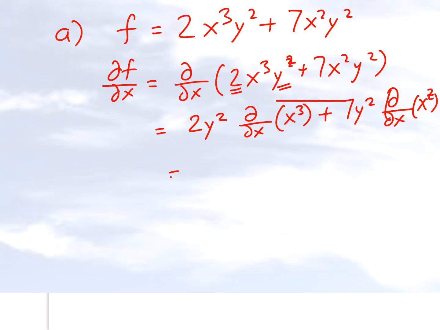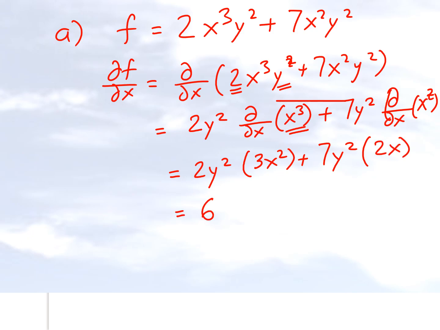So that's the way it's going to be. It'll be 2y squared times the derivative of x cubed, which is simply 3x squared. And then you have 7y squared, and the derivative of x squared here is 2x. So the value turns out to be 6x squared y squared plus 14xy squared. So that's del f by del x.